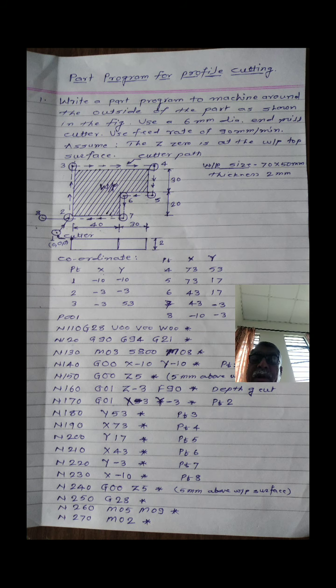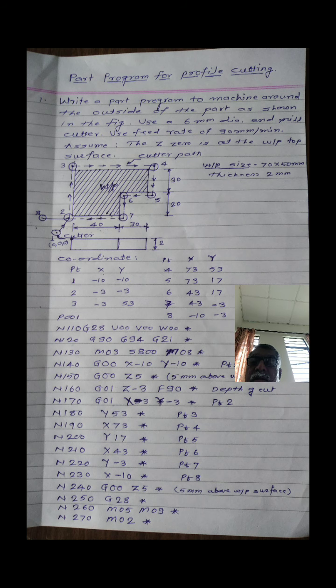P001 is the program number. Write in the first block: N110 G28 U0 V0 W0, end of the block. Is it okay? Means your tool will reach the machine home position by default. UVW are the parallel axes to the X, Y, Z axes respectively. Is it okay?